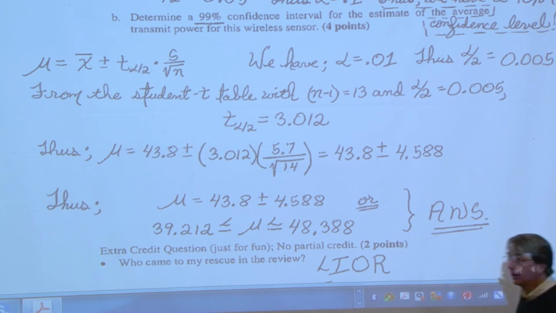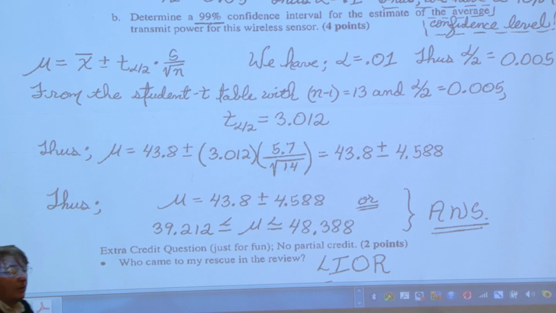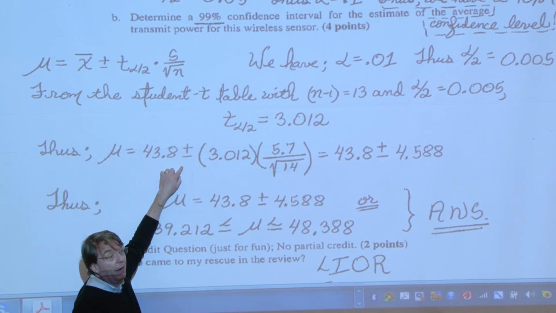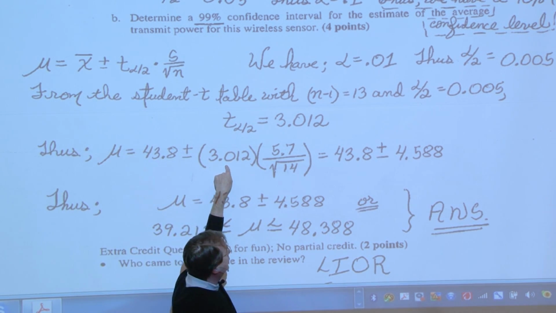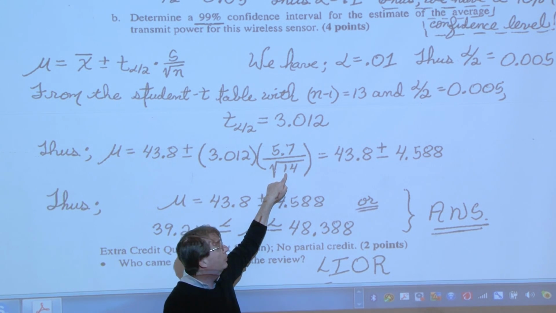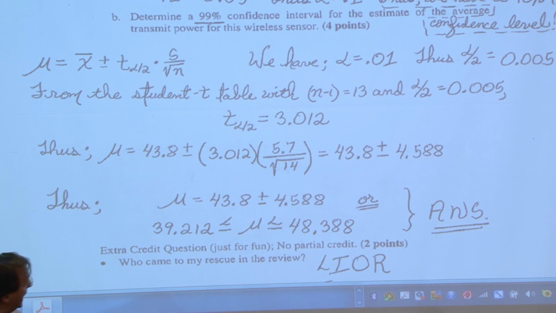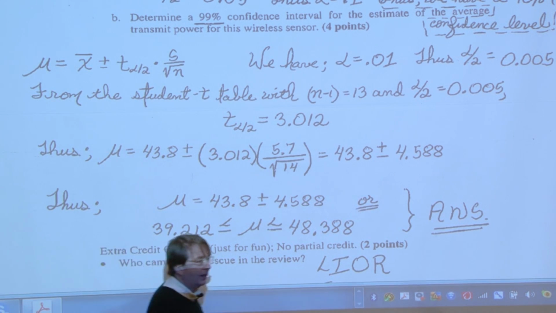So now, the unknown population mean, I have no idea what it is because I haven't measured everything inside the population, is the sample mean plus and minus the student t coefficient times the standard deviation divided by the square root of n. That's it. We're done. 43.8 plus and minus something. You can write it either way.